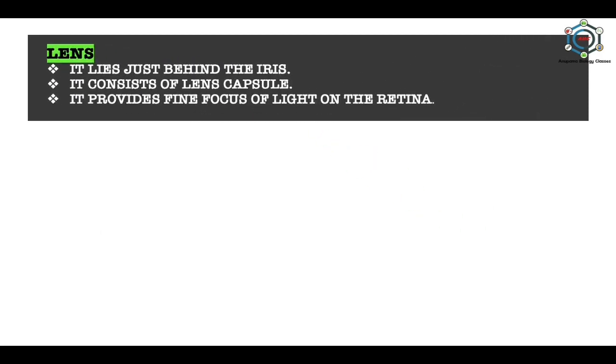The lens lies just behind the iris. It consists of the lens capsule. It provides fine focus of light on the retina. It is a very transparent layer. After the pupil receives the light from its surroundings, the lens then focuses the light onto the retina.